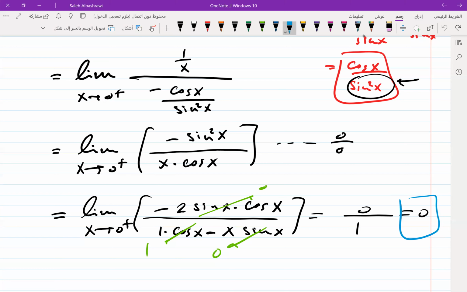We applied L'Hôpital's rule. We wrote the function as a rational function, numerator divided by denominator. Then we applied L'Hôpital's rule to find the limit, and we got 0.